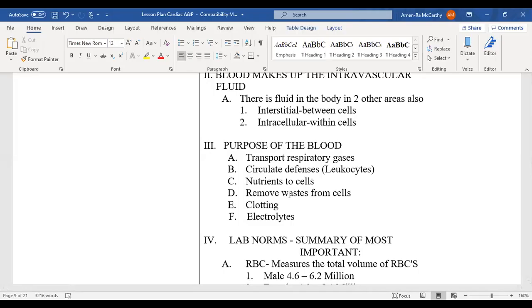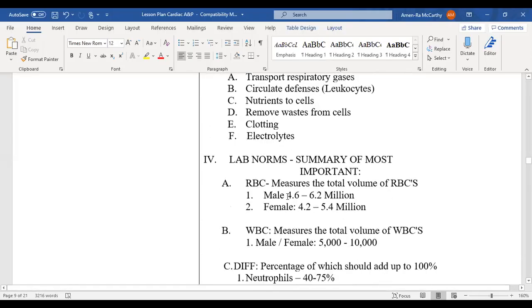Electrolytes. That's the purpose of the blood. They may ask you what are all of them. They may ask you to just give me 2 or just give me 1. They may say which one of these is not a purpose of the blood. All right? Or all of these are except, stuff like that. Make sure you're able to answer those type of questions.